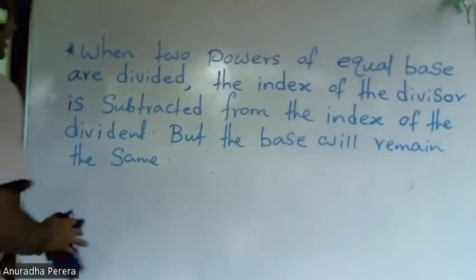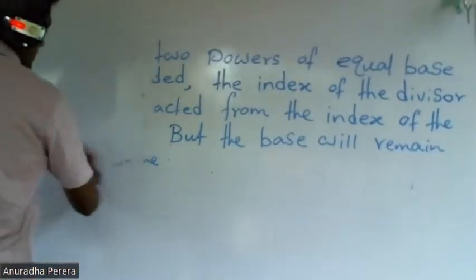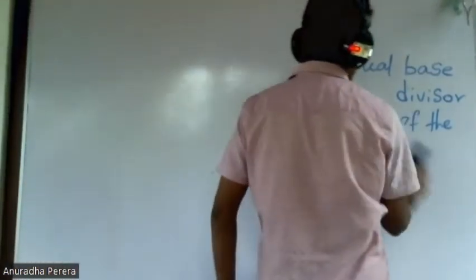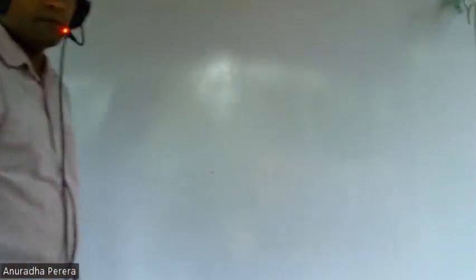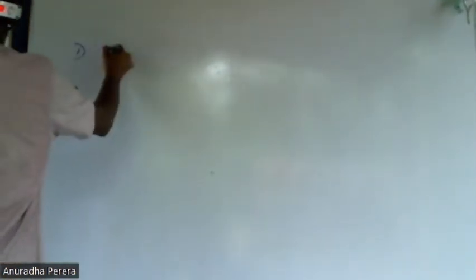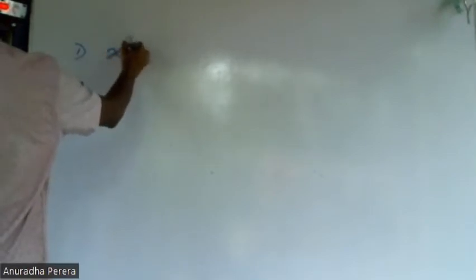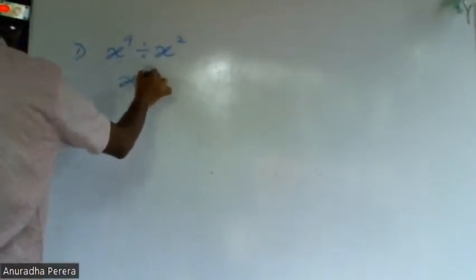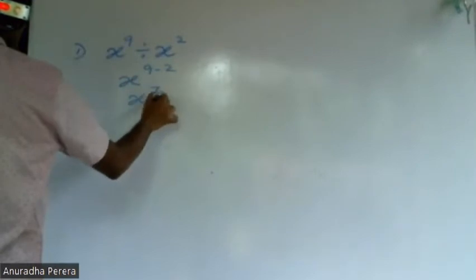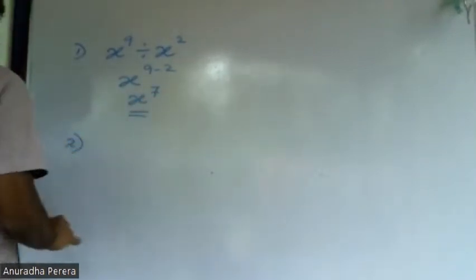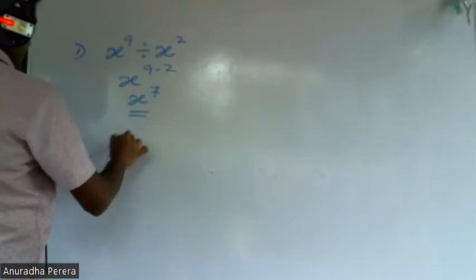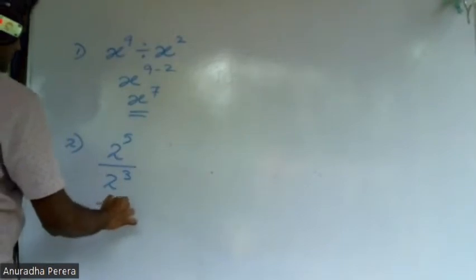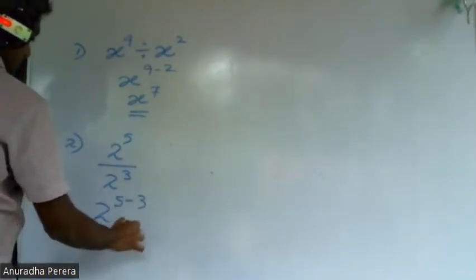Right, we can do a few examples. x to the power 9 divided by x to the power 7. 5 minus 3, 2 to the power 2.